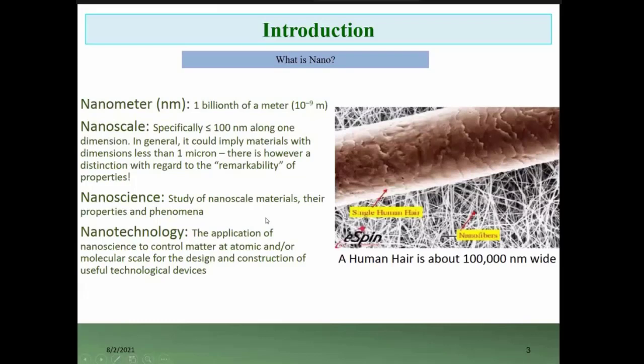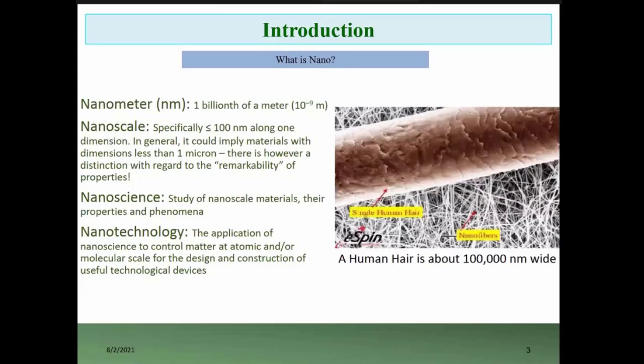Now, what is nanoscale? Or which particles can we say are nanoparticles? The particles which have a dimension equal to or less than 100 nanometer are called nanoparticles. And the science where we study nanoscale materials and their different properties and phenomena is called nanoscience. And finally, nanotechnology is nothing but the application of nanoscience to control matter at the atomic level to improve different electronic devices or any composite material.